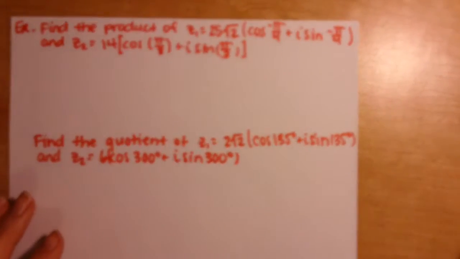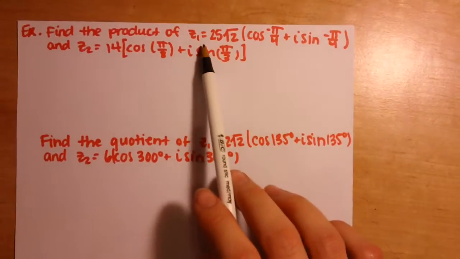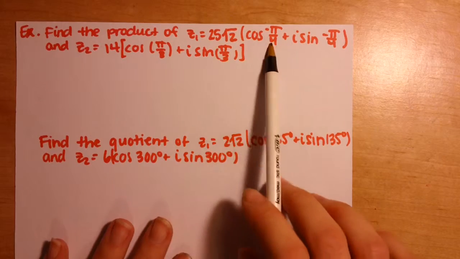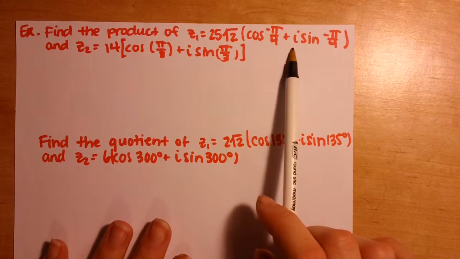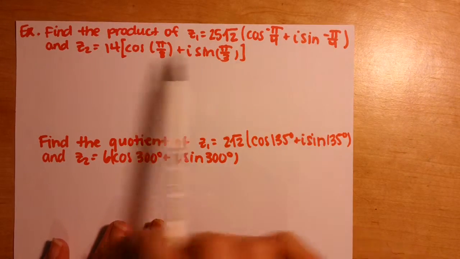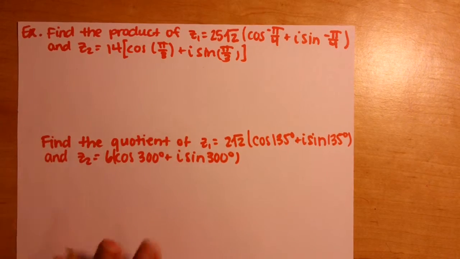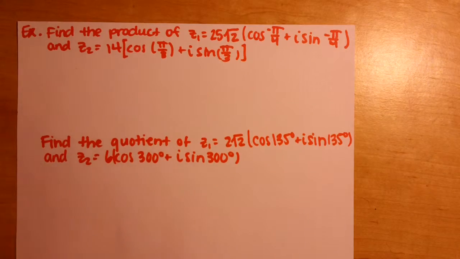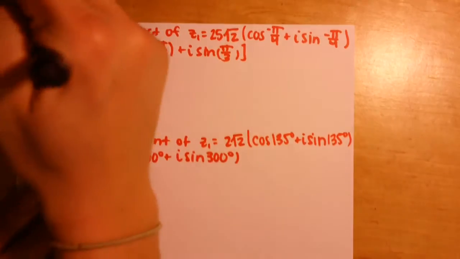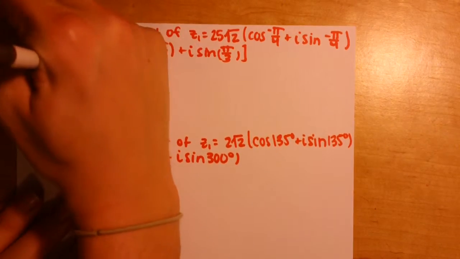So first we want to find the product of these two numbers. I have z1 is 25 square root of 2 cosine of negative pi over 4 plus I sine of negative pi over 4. And I have z2 equals 14 times cosine of pi over 3 plus I sine of pi over 3. So to multiply them, I have z1 times z2.